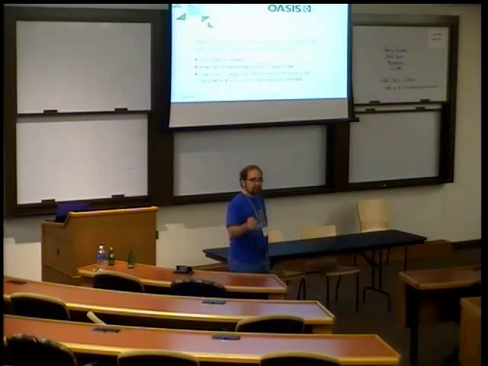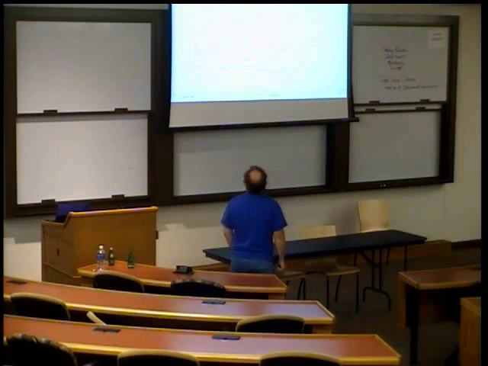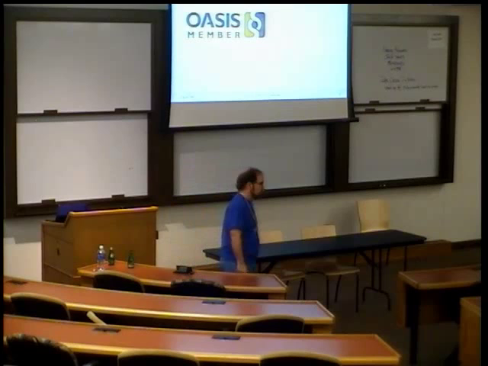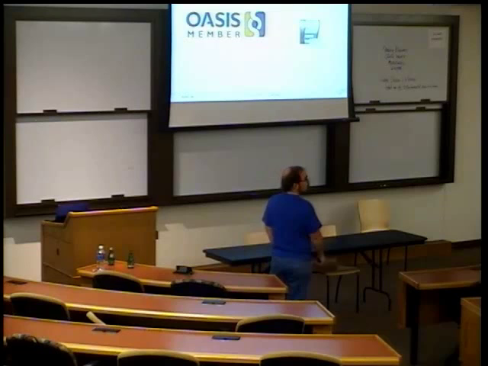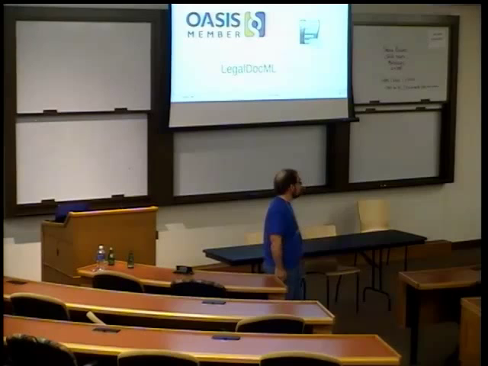All right, let's start with what is OASIS? OASIS is a standards body. It creates international standards of all kinds of things. Some you might have heard of, like OpenDocument Text, the file format for word processing, and LegalDocML, which is coming along quite nicely, which is for legal documents. And now we'll talk about what the committee is doing.